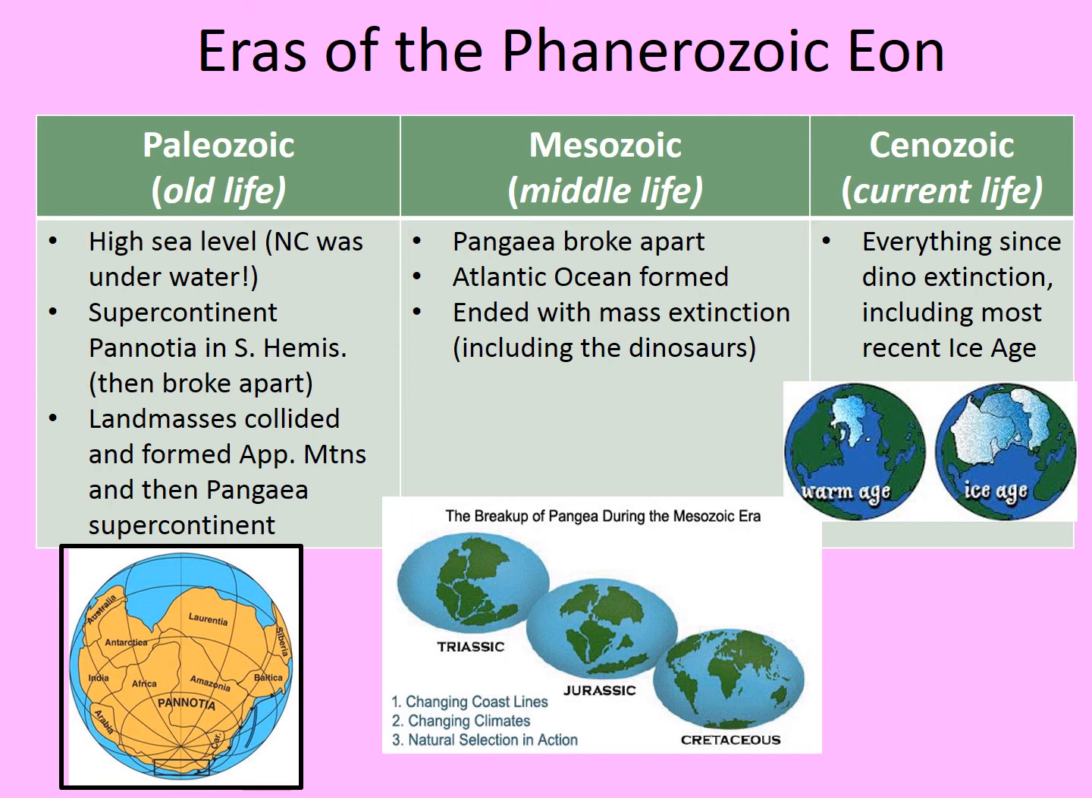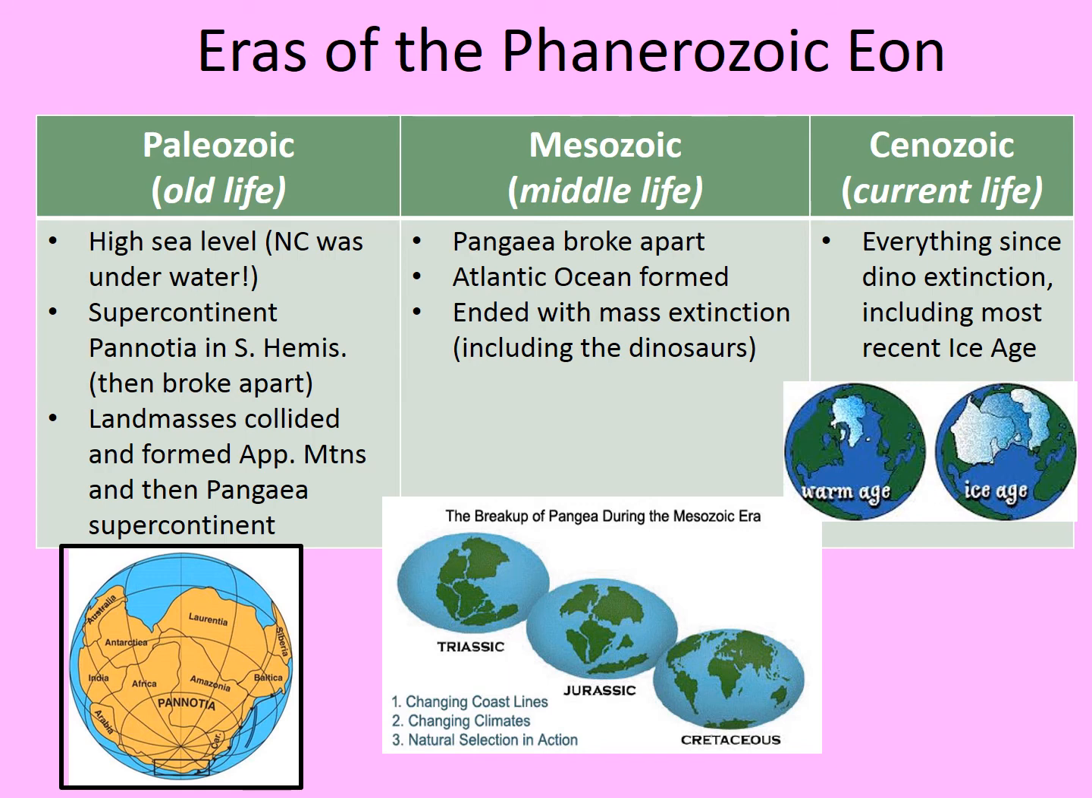Then there was another supercontinent called Pannotia, and it was mostly centered around the southern hemisphere. You can kind of see there where it comes together at the South Pole in the picture. That broke apart, and then later in the era, the land masses came together again, forming the Appalachian Mountains, which are super old. They're like over 200 million years old. So they're some of the oldest rocks here on Earth, and then forming into a supercontinent you may be familiar with, Pangaea.